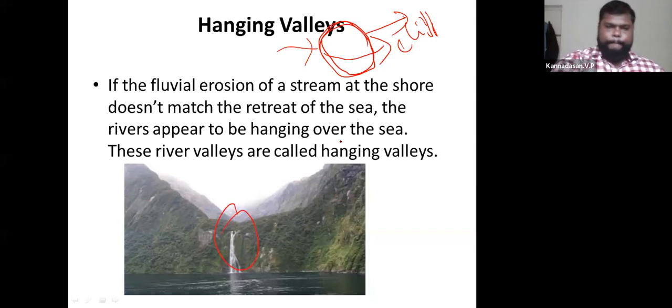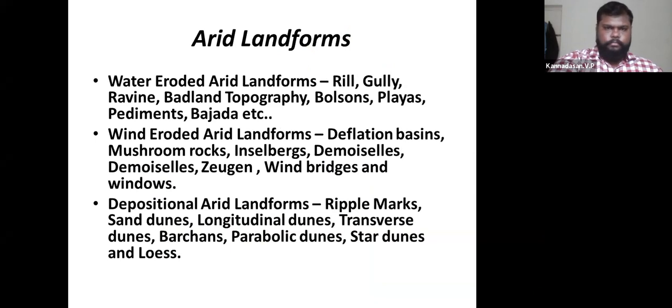So this is also a feature of the submergent coast. So cliffs, hanging valleys, almost all of these are features of the submergent coast. Right, shall we move forward?